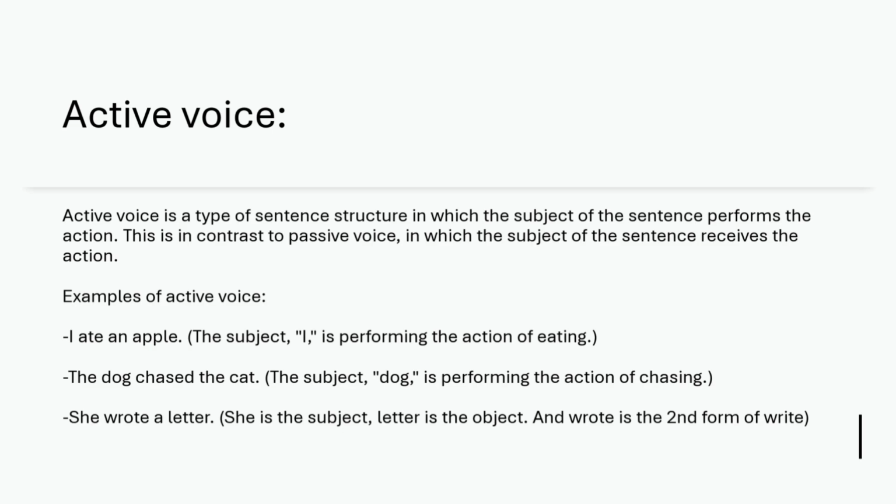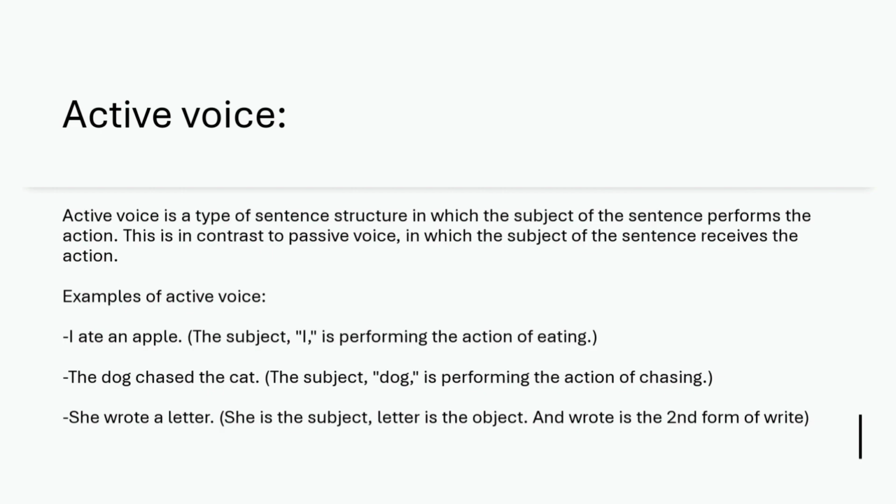For example, I ate an apple. I is the subject and apple is the object, whereas ate is the verb where we have performed an action of eating. The dog chased the cat. Dog would be the subject. Chased is the action. And now here is the word cat. A lot of people would say that this is the subject, but no, this is the object because the dog chased the cat. So here it is acting as an object.